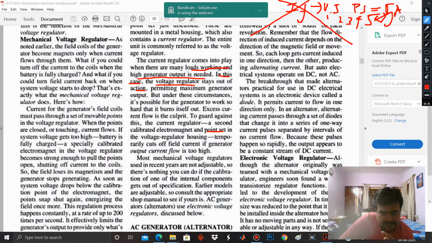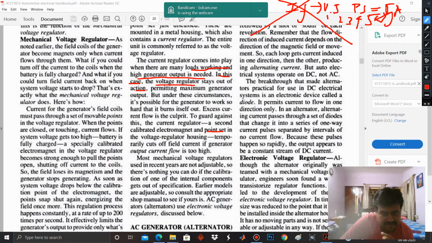Most mechanical voltage regulators used in recent years are not adjustable, so there is nothing you can do to calibrate one of the internal components that gets out of specification. Earlier models are adjustable, so consult the appropriate shop manual if you see yours is.